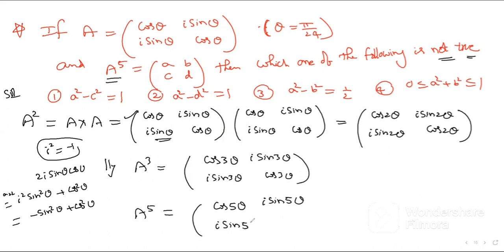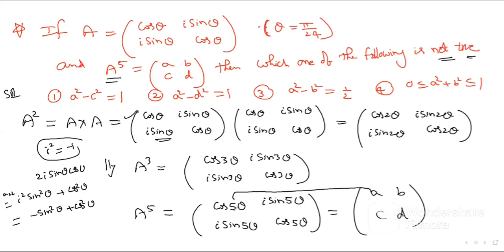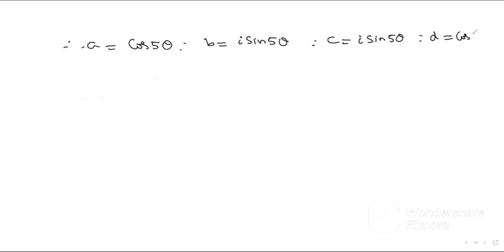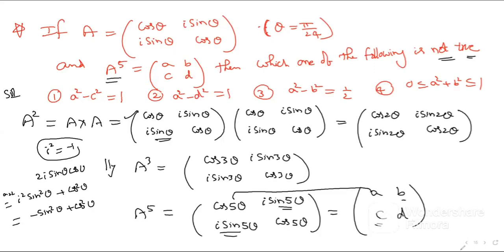Therefore, A to the power 5 is [cos 5 theta, i sin 5 theta; i sin 5 theta, cos 5 theta], which is equal to the matrix with entries a, b, c, d given in the statement. These two are equal matrices. So a is cos 5 theta, b is i sin 5 theta, c is i sin 5 theta, and d is cos 5 theta.